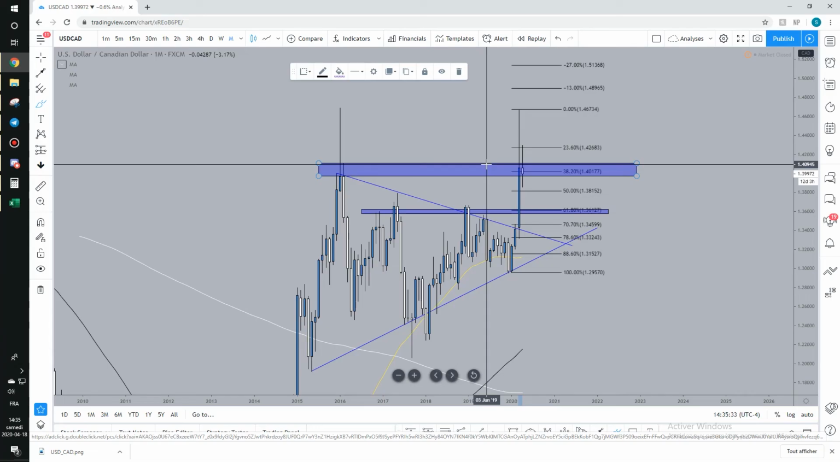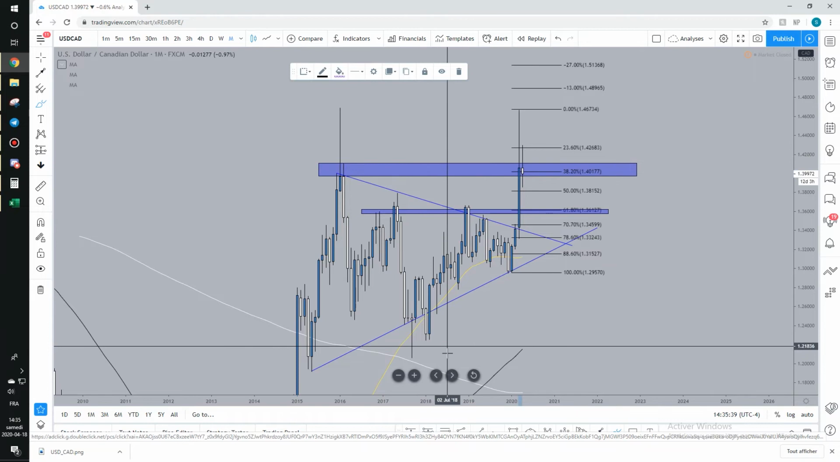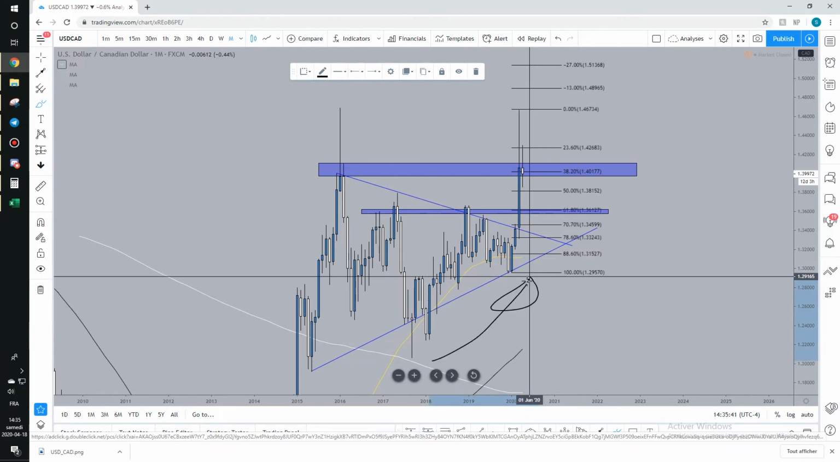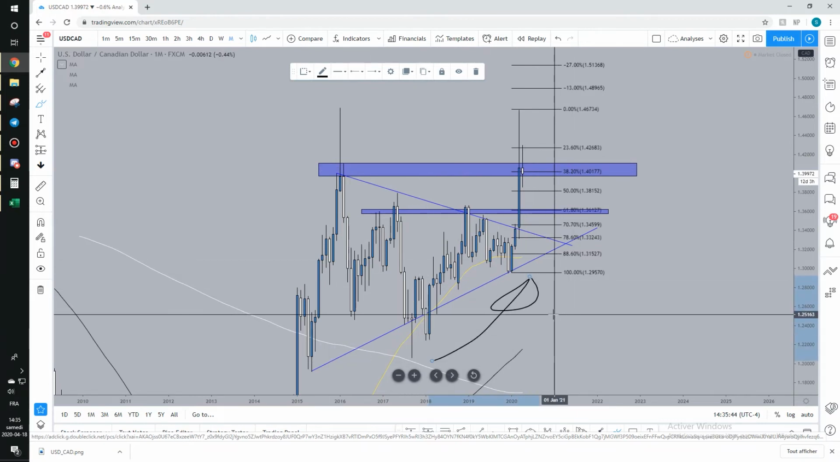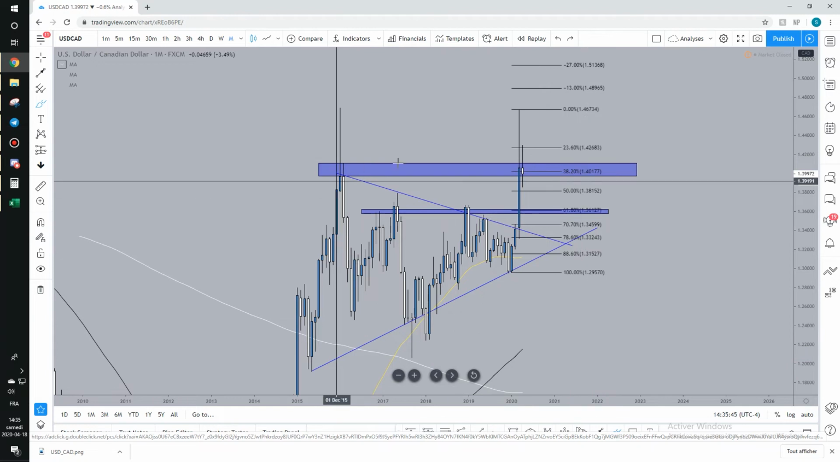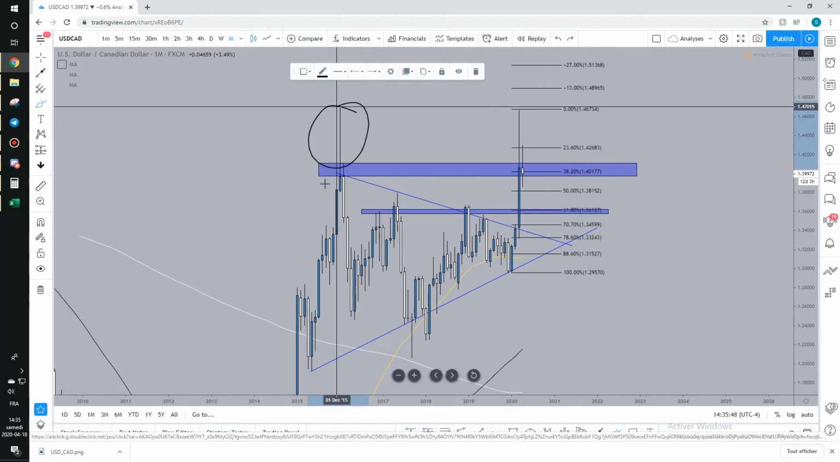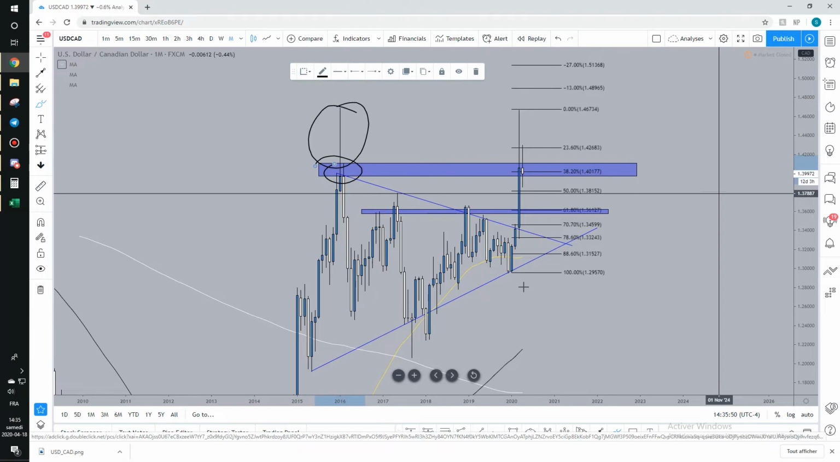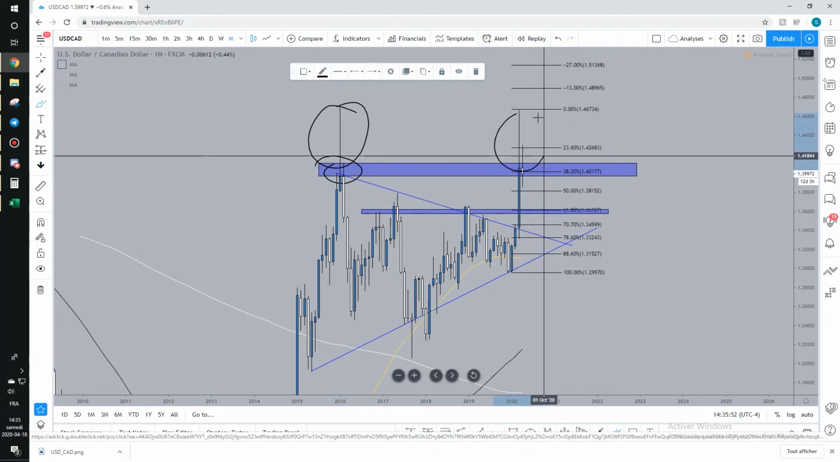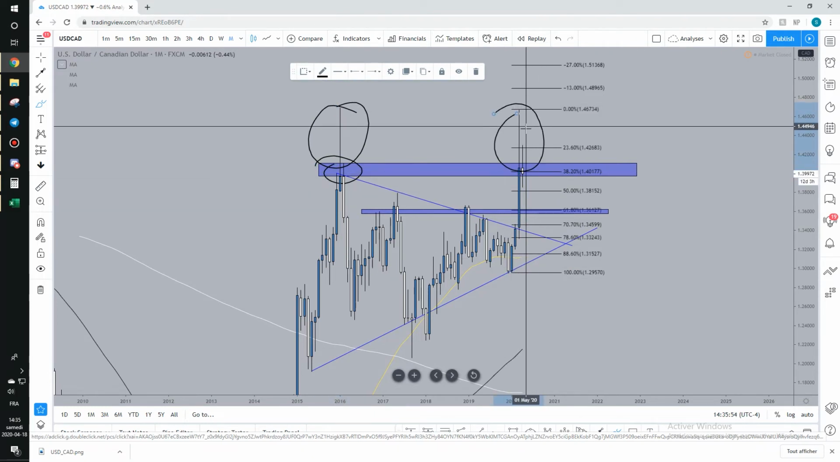So to start the top-down analysis of USD CAD, we start off with the monthly time frame. As you can see on the monthly time frame, the trend is currently bullish, and we're making higher highs and higher lows. The last high here that represents the resistance zone got rejected by those candles here with big wicks to the upside.